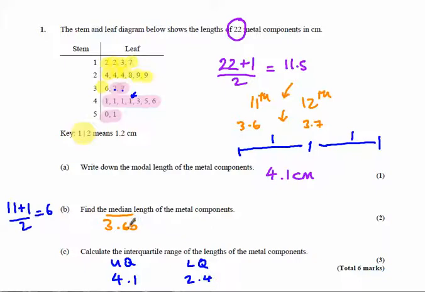To work out the interquartile range, we just need to subtract these two numbers, so we need to work out the difference between them. We do the upper take away the lower, and that is going to be 1.7. That's your interquartile range. Simple 6-mark question there.